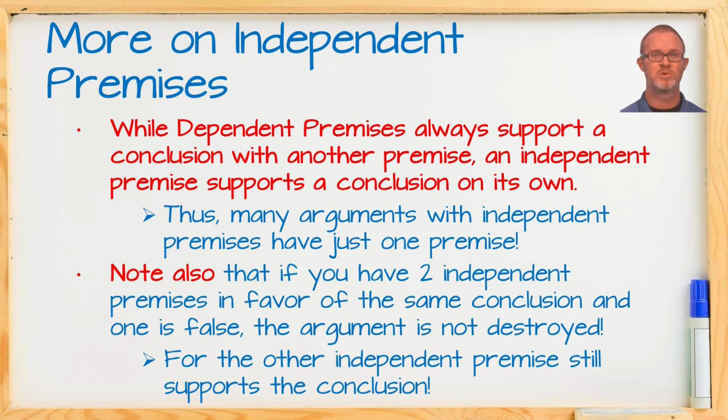Okay? And so now a little bit more is to be said on independent premises. While the dependent premises always support a conclusion with another premise, independent premises do the supporting on their own by themselves. You can see this. Many of the arguments with independent premises actually have just one premise. But note that in a case in which you have two independent premises, we can say that if one of those turns out to be false, the argument is not canceled or destroyed. Instead, we still have the other independent premise in support of the conclusion.